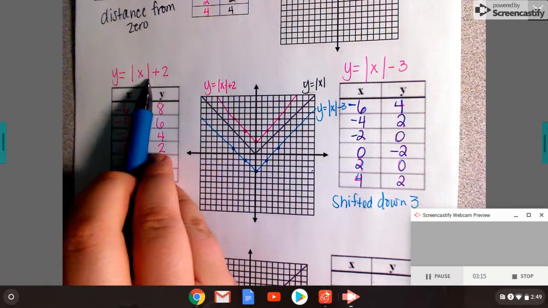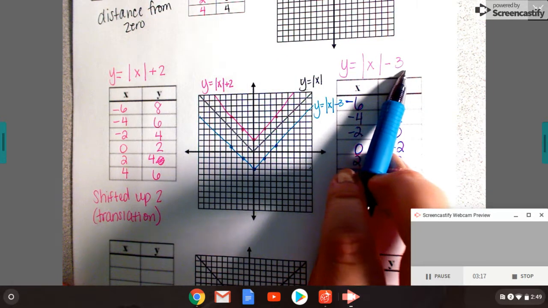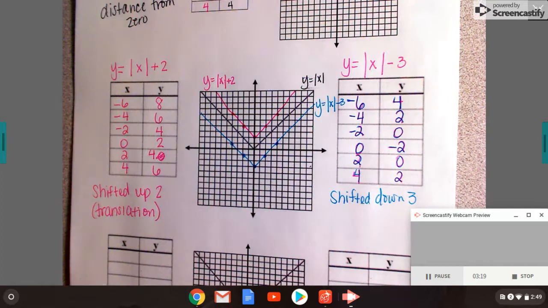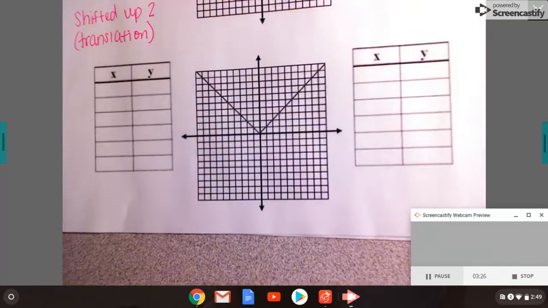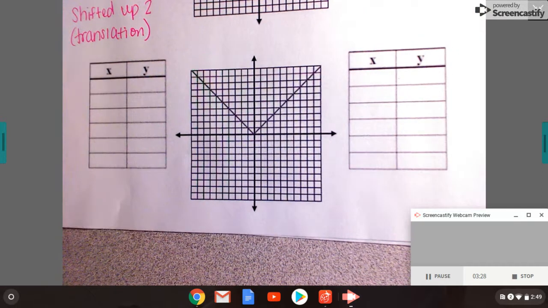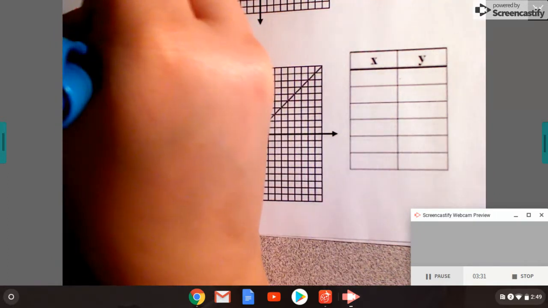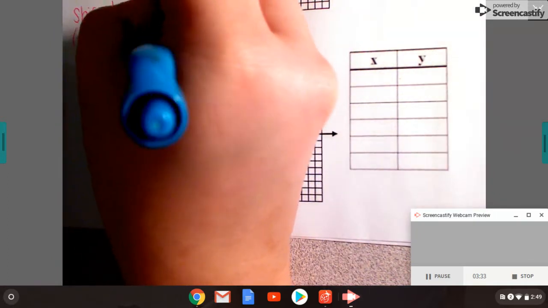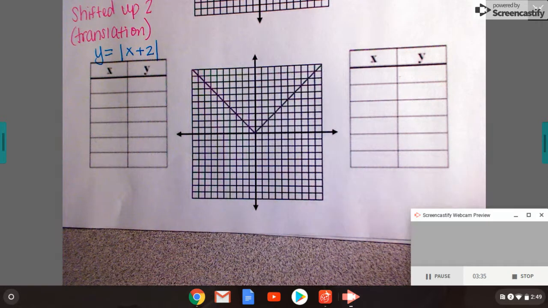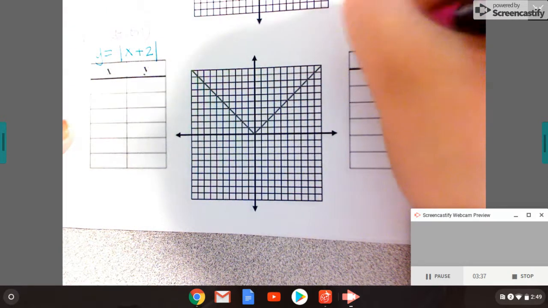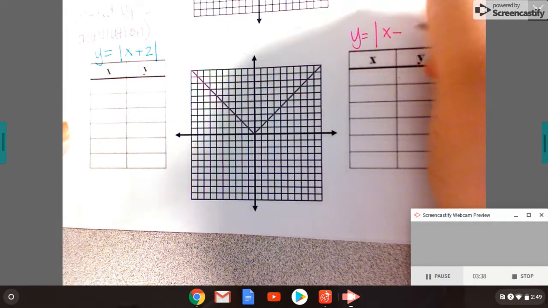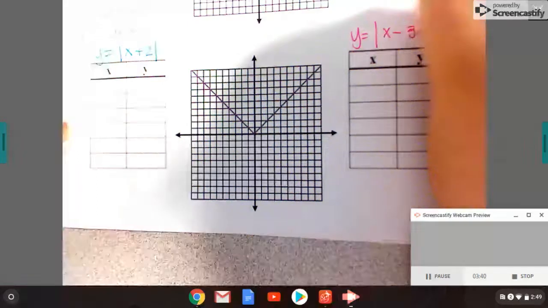So when we're adding or subtracting something on the outside of the absolute value, it moves with the y's. I think of the y's are on the outside and the numbers on the outside, so those go together. Let's look at the next example and compare it to our parent function. These ones are going to be a little different. Let's do y equals the absolute value of x plus 2. And then the other one we're going to do is y equals the absolute value of x minus 3.